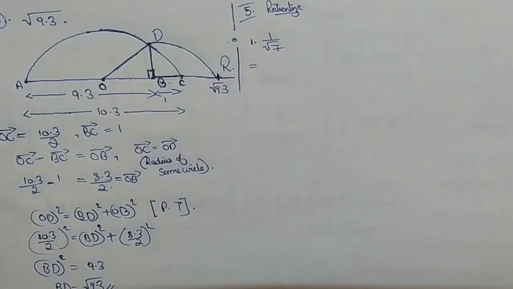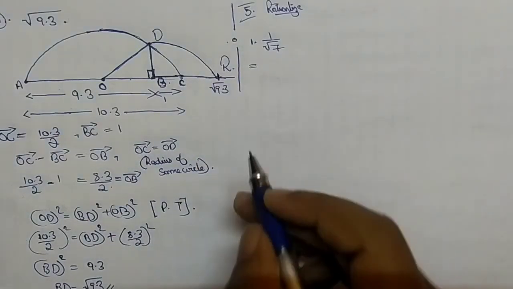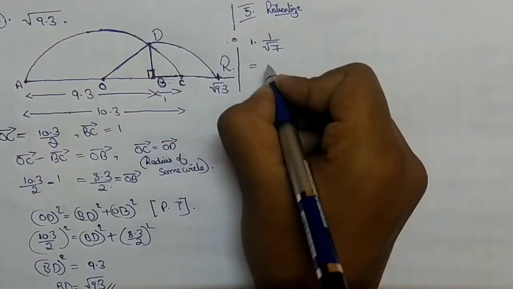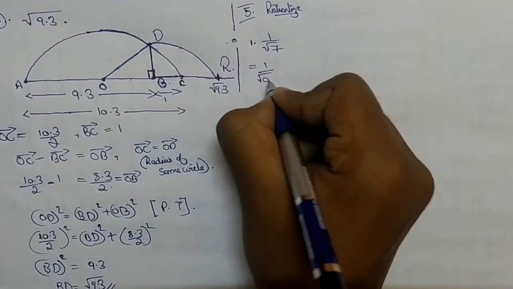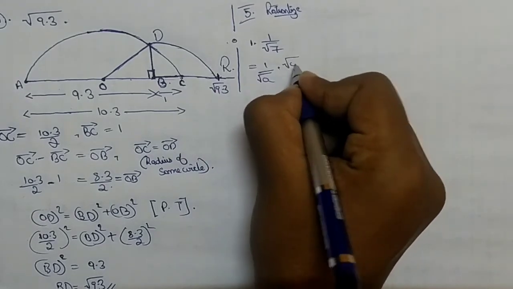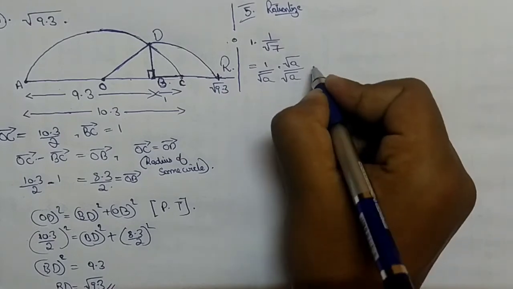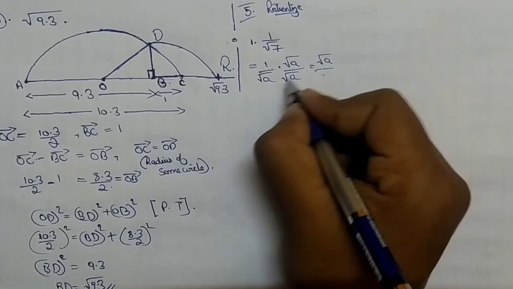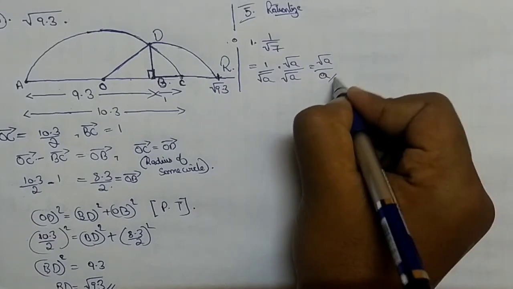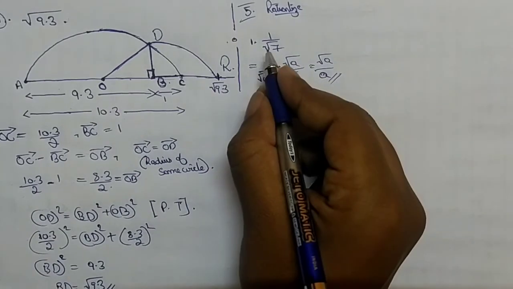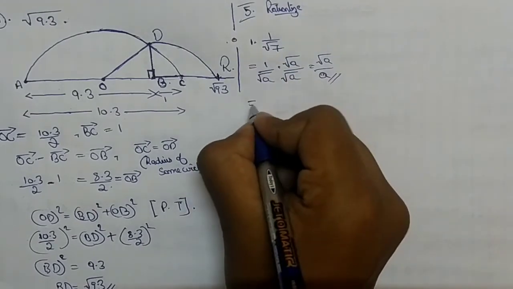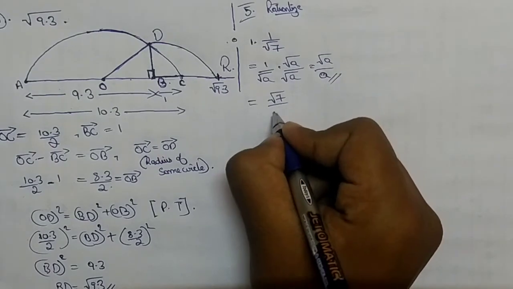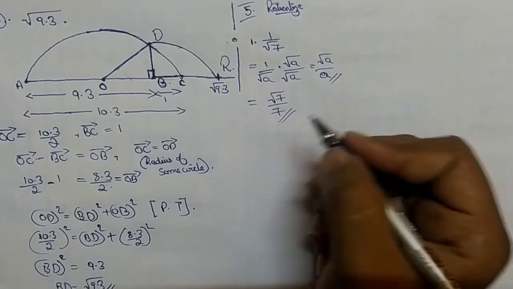See, I will give you some tips for rationalizing. If there is 1 by root a, multiply the same thing by root a by root a. Since they are the same, they cancel each other and you will get a. This is going to be the rationalized form. Likewise here, this is going to be root 7 by 7. This is the rationalized form.